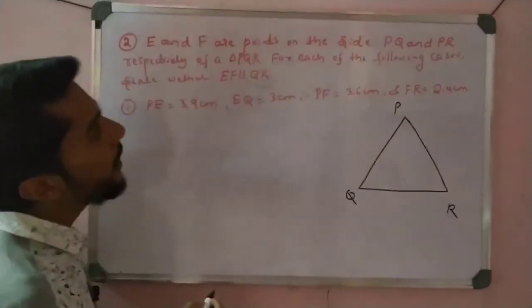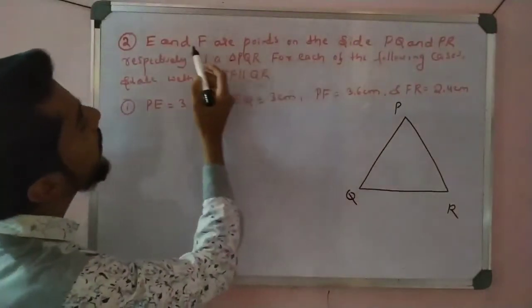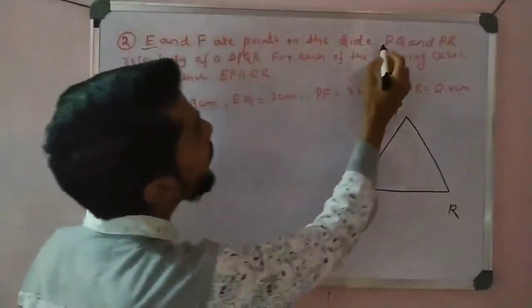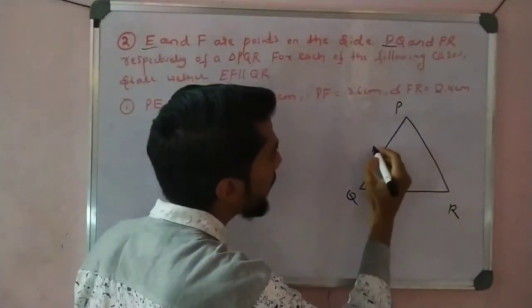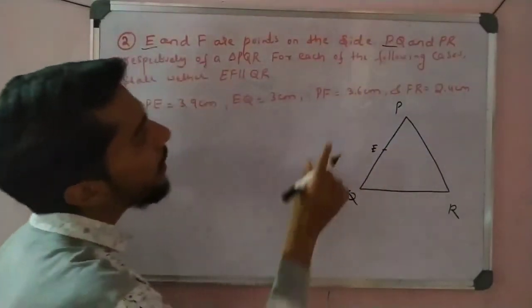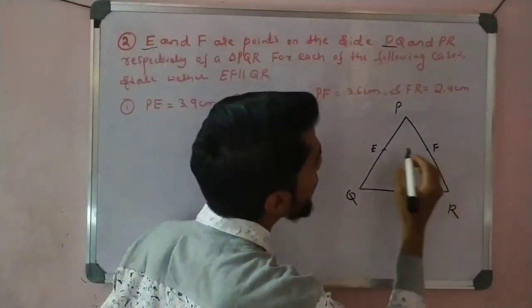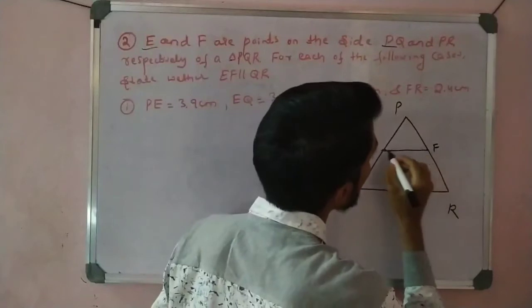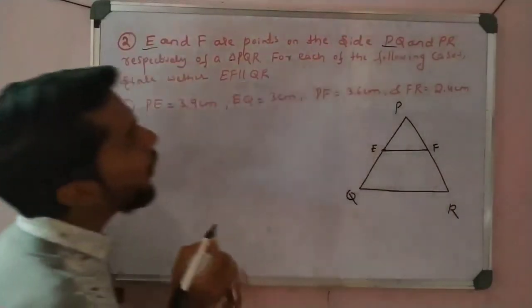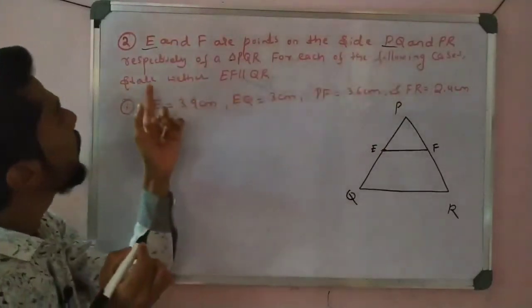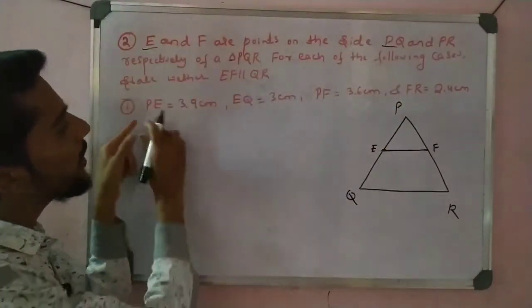Now see, there are 2 points. One point is E, on PQ, and on PR a point F is there. I join the points and I get a line like that. Now we have to prove that in a triangle. For each of the following cases, state whether the lines are parallel. So one case is given.